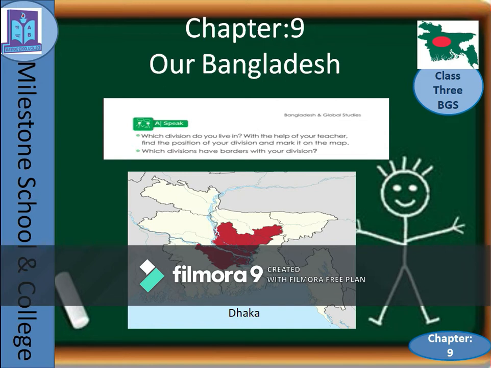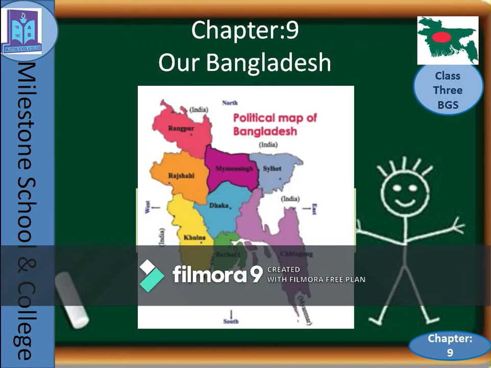Okay. Which divisions have borders with our division? Here is Dhaka division, and it is neighboring 5 divisions: Mymensingh, Chattogram, Borishal, Khulna and Rajshahi. So Dhaka division has 5 divisional borders. They are Mymensingh, Chattogram, Borishal, Khulna and Rajshahi.